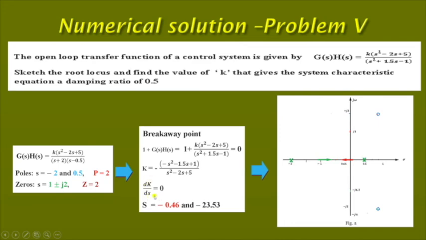Then find dk by ds equal to 0. From this equation we get the roots: s equal to minus 0.46, and another root is minus 23.53. That means this point is present in the root locus branch. So this is the breakaway point.